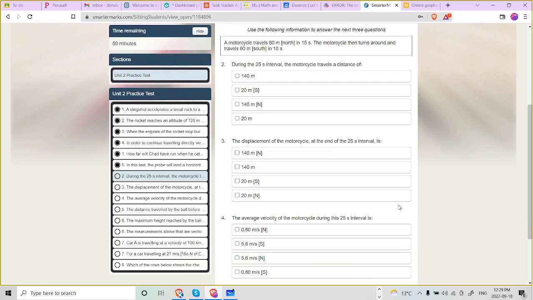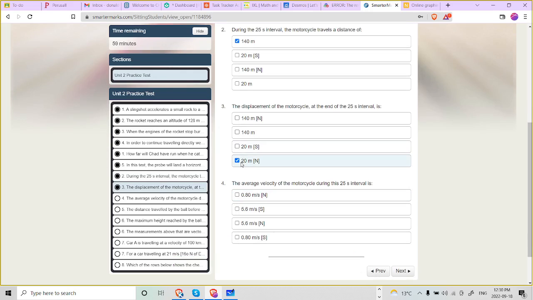All right. A motorcycle travels 80 meters north in 15 seconds. It then turns around and travels 60 meters south in 10 seconds. So it travels a total distance of 140 meters. Distance is not a vector, it is a scalar. We ignore directions. So there'll be no north or south after it, it's just 140 meters. The displacement: it went 80 north, back 60 south, that's going to end up with a difference of 20 meters north. The average velocity is our displacement over time. 20 meters north divided by 25 is 0.8 meters per second north.